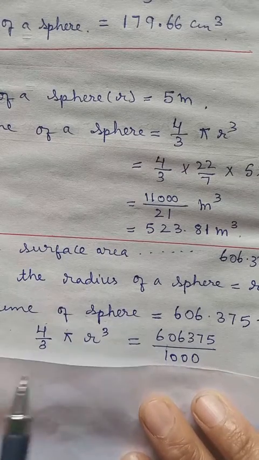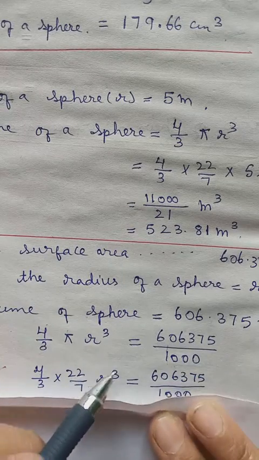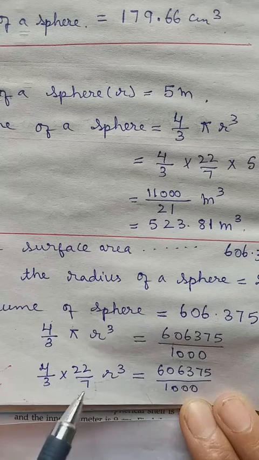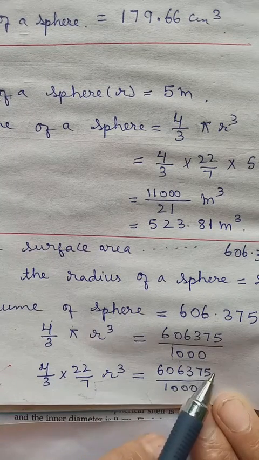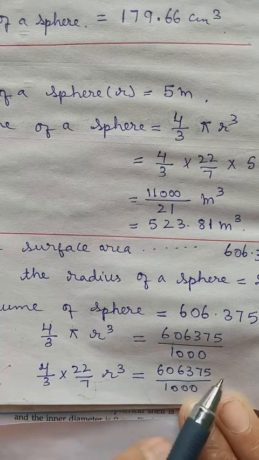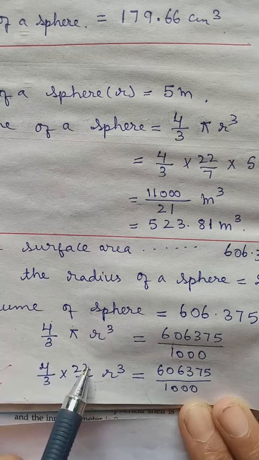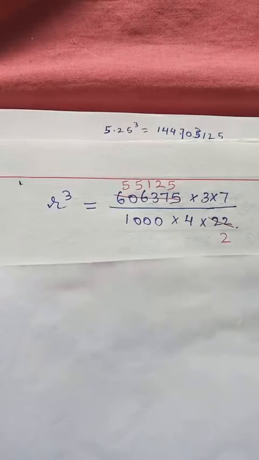4 by 3 you can remain there. Pi we know 22 by 7. R cube, let it be there. So now we have to find r cube, remember. So what to do? 3 and 7 they are down. If we transfer them this side, they are divide. We transfer this side, they will become multiply. And these 2 they are multiply. If we transfer this side, they will become divide. So in that way we will get like this, okay?